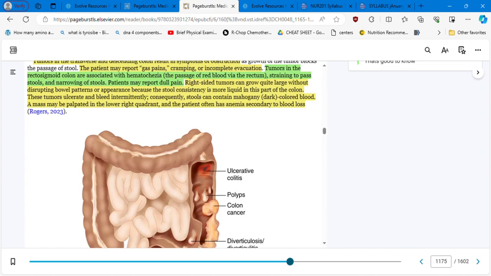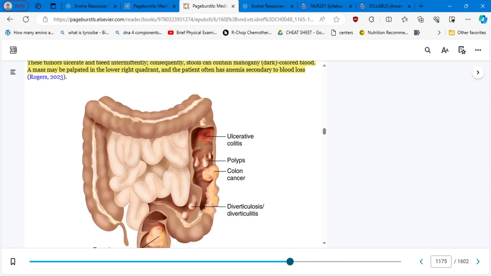The ileum, sorry, from the ileum. So in that part, the absorption of fluid is partial. It's just the beginning, the ascending. Okay, that's why the stool consistency is more liquid in this part. These tumors ulcerate and bleed intermittently. Consequently, the stools can contain mahogany dark color blood. A mass may be palpated in the lower right quadrant, and the patient often has anemia secondary to blood loss.